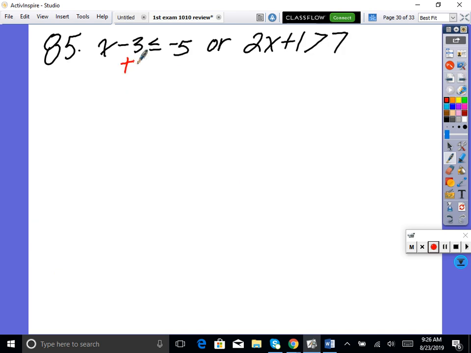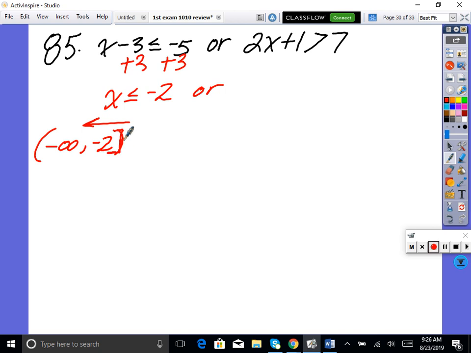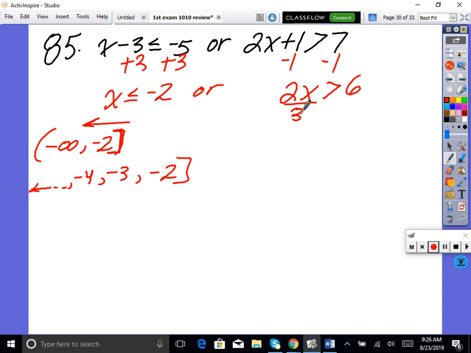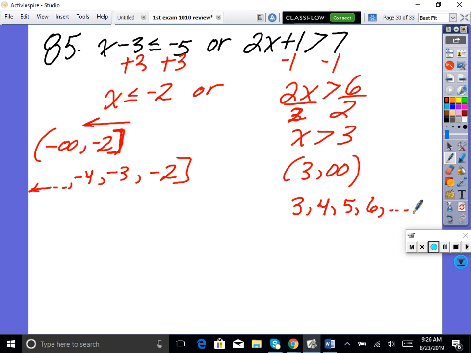All right, another "or" one, like 3. X is less than or equal to negative 2, or, so let's look here, pointing this way, so negative infinity up to negative 2, bracket on the negative 2, so that would look like this. Negative 2, negative 3, negative 4, dot, dot, dot, that way. All right, or minus 1, 2x is greater than 6, divided by 2, x value is greater than 3. Alrighty, so that would be 3 to infinity. Oh, this one's not bad at all. So 3, 4, 5, 6, that way forever.